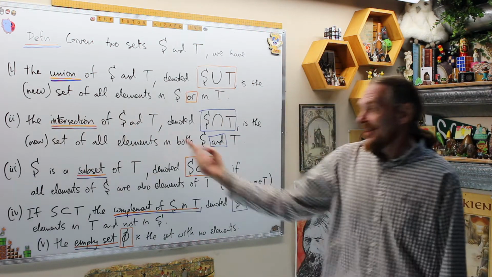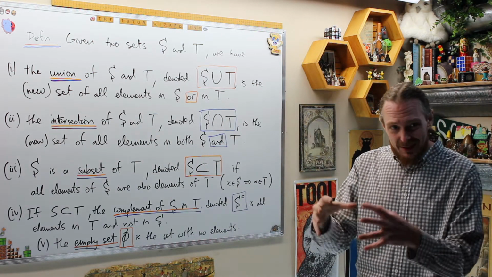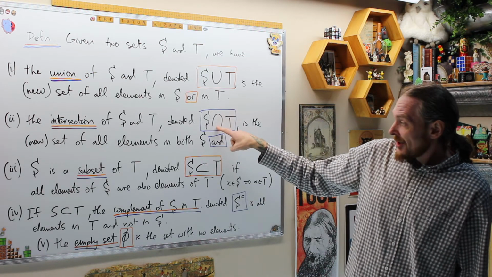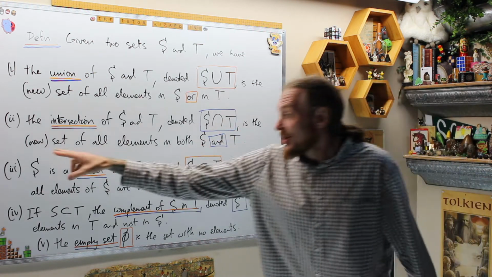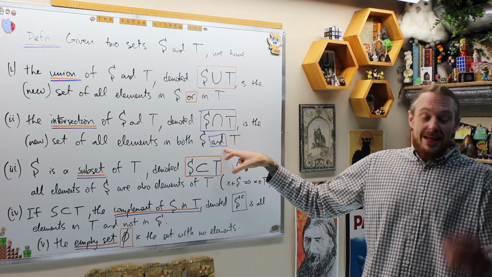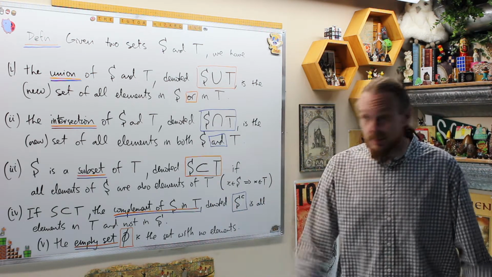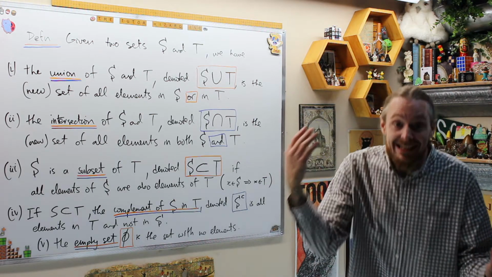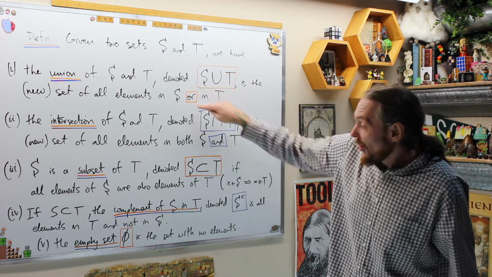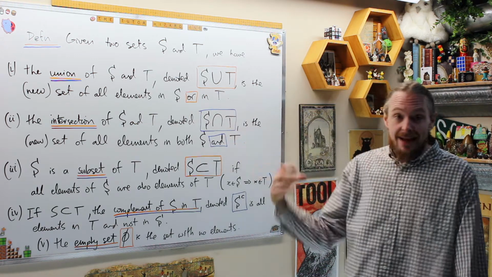The intersection of two sets creates another set, and in general is smaller because it's going to be denoted S cap T, and it's a new set which is all elements which are in both S and in T. To get in the union, you have to be in S or in T. To be in the intersection, you have to be in S and in T. So union is or, intersection is the word and.